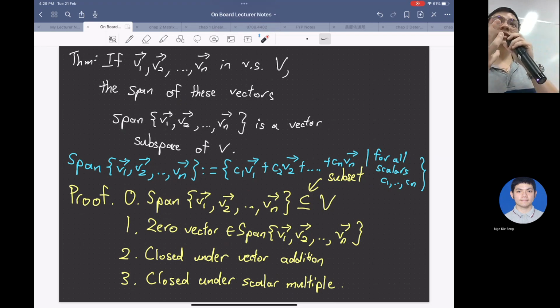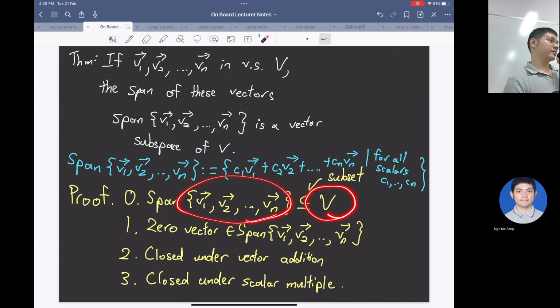Because V is a vector space, if you take anything from the vector space and add them together, it's still in the vector space. If you multiply by a scalar, it's still in the vector space. So whatever you do with these two operations, you are still living in the vector space. So the span of these vectors here is a subset of V.